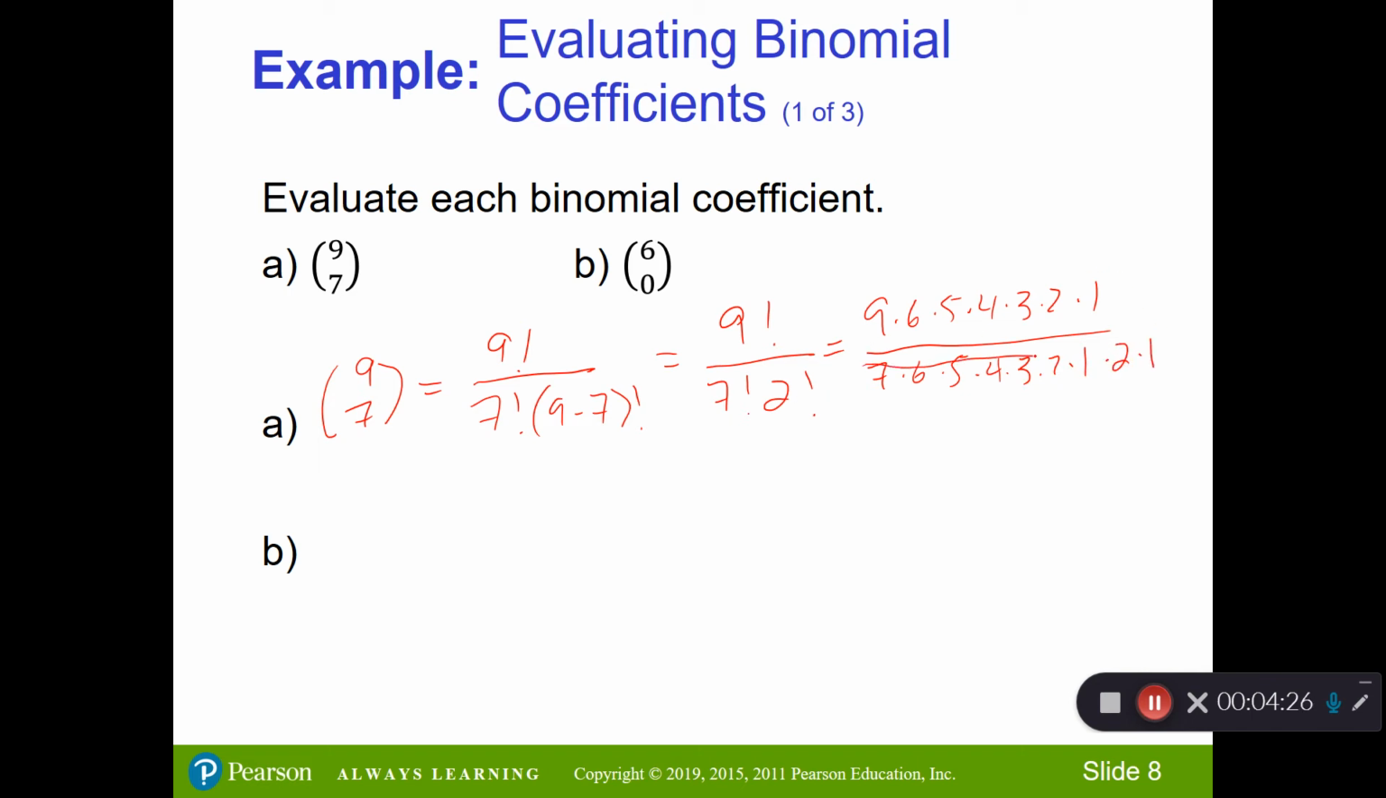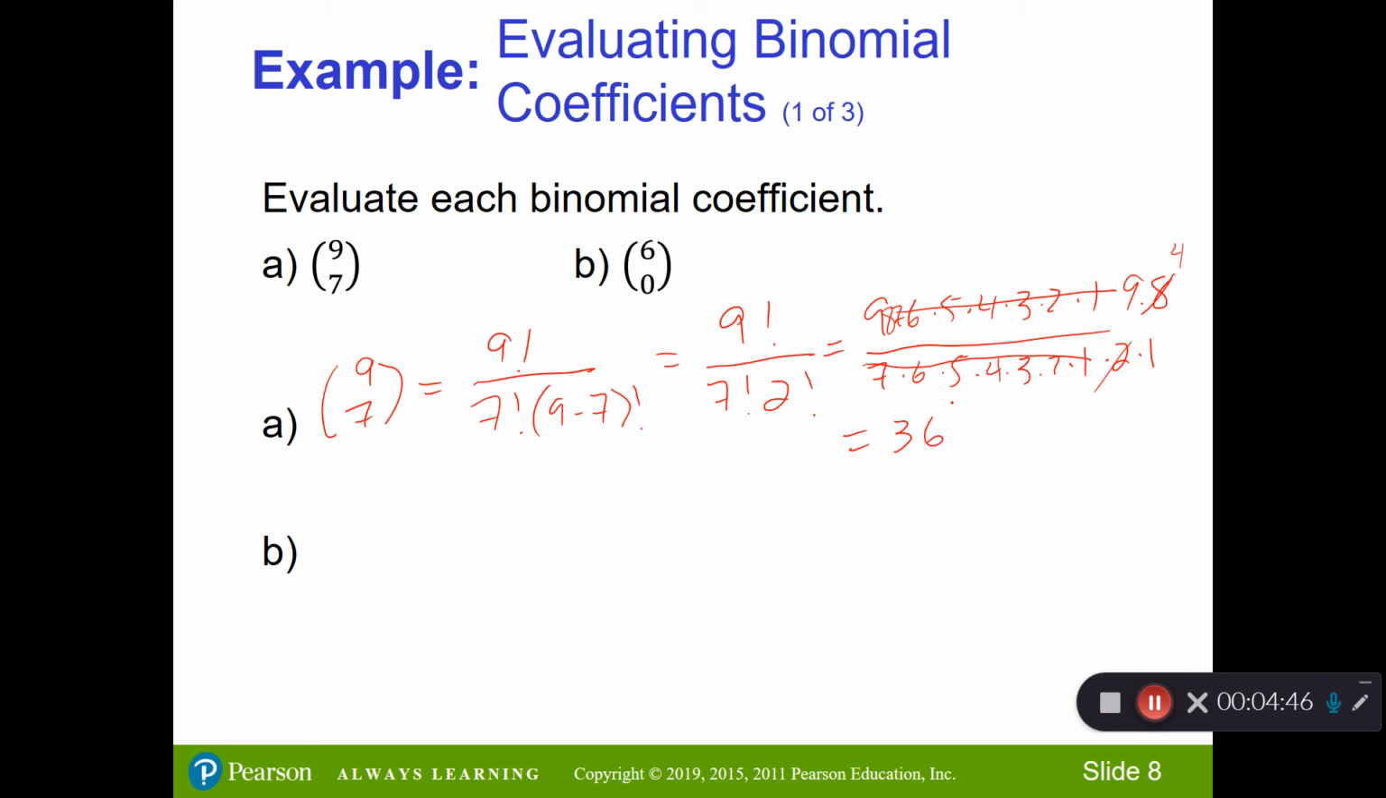So notice all of these terms repeat up here. I'm left with just 9 times 8 in the top and 2 times 1 in the bottom. So the 2 can cancel with the 8, leaving a 4. 9 times 4 is 36.